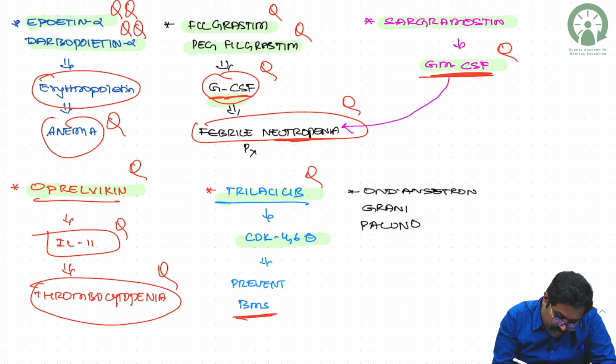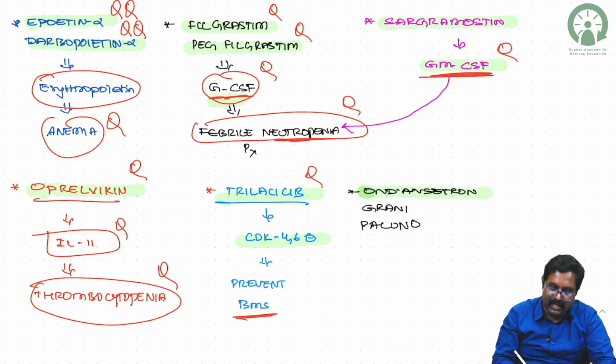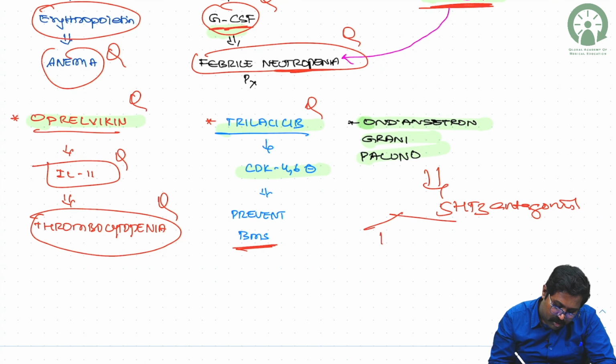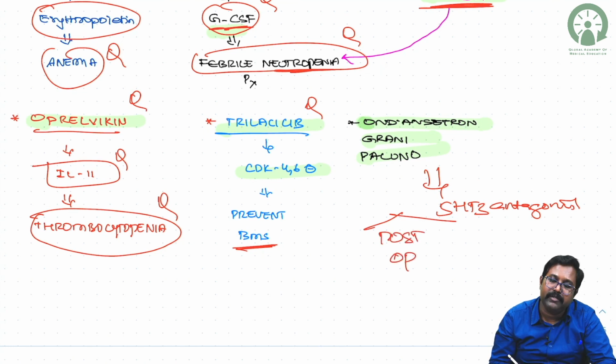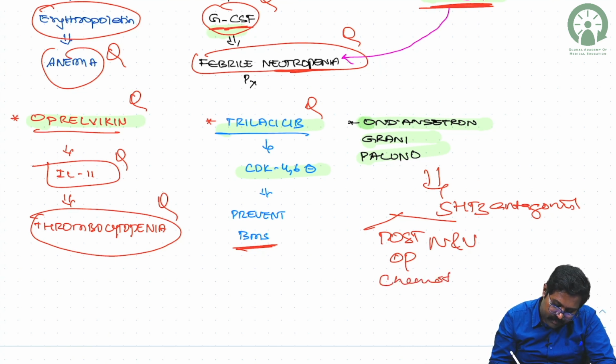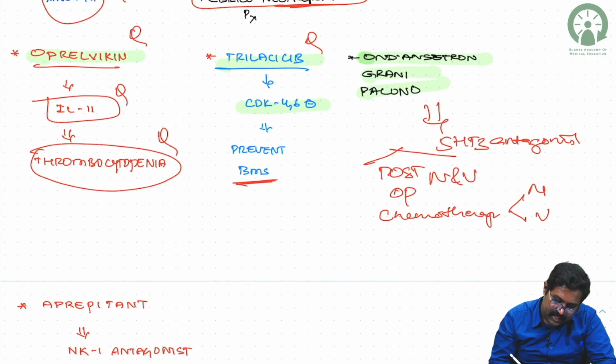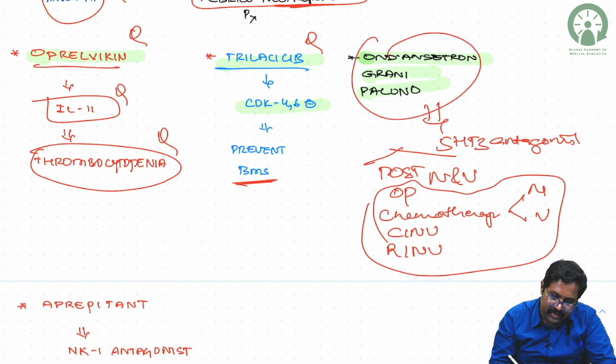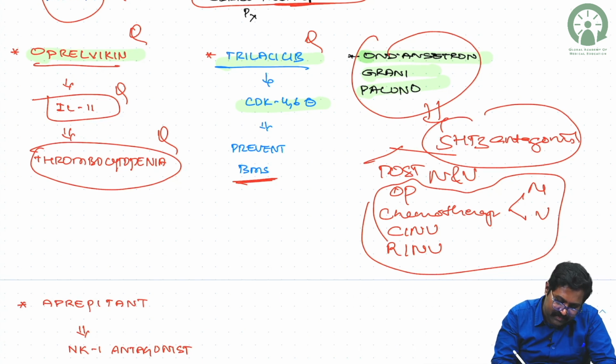Next we have ondansetron, granisetron and palonosetron. These are the 5-HT3 antagonists. They are basically used in the treatment of post-operative nausea and vomiting, chemotherapy-induced nausea and vomiting, and radiotherapy-induced nausea and vomiting. In all these cases, the drug of choice will be ondansetron, the 5-HT3 antagonist. Very, very important again.